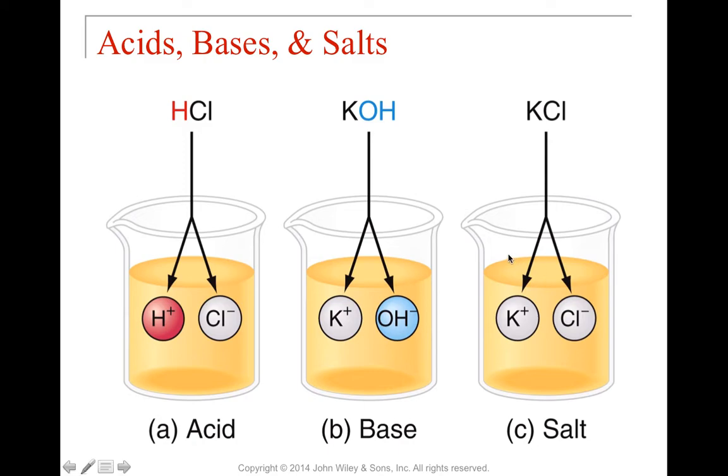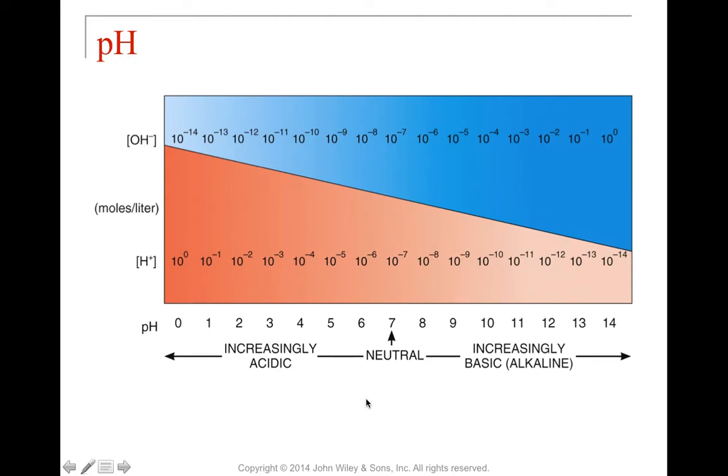And a salt is not going to release either a hydrogen or a hydroxyl group, something like potassium chloride or sodium chloride. It's still going to dissolve into it, but it's not going to change the pH. So the salt won't change the pH, but anything that has OH in it or H in it is going to change the pH. If we have more H's than OH's, we're going to make it acidic. If we have more OH's than H's, it's going to make it basic. And this is what the pH scale looks like.